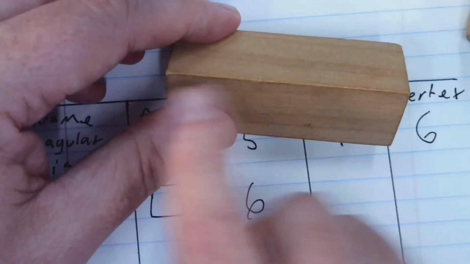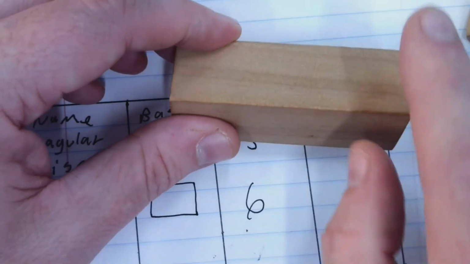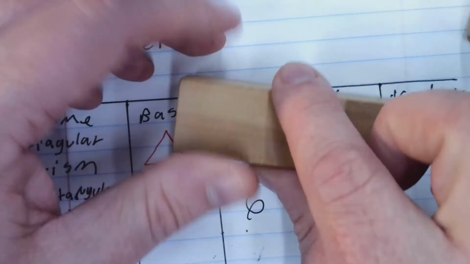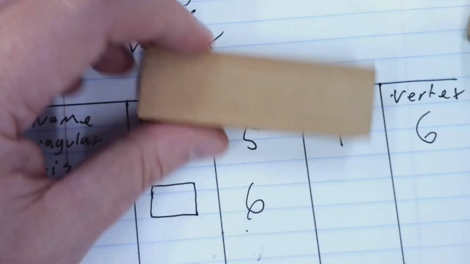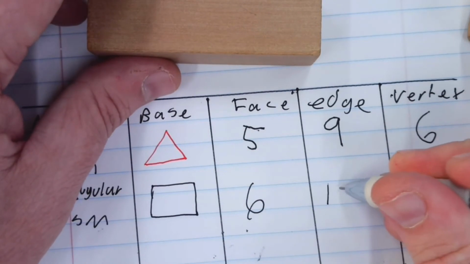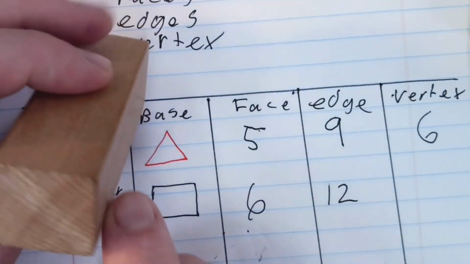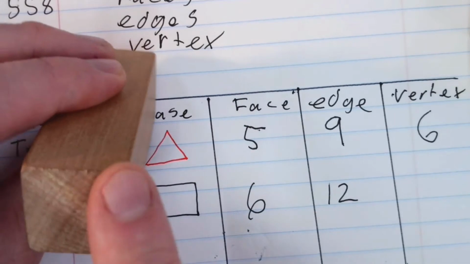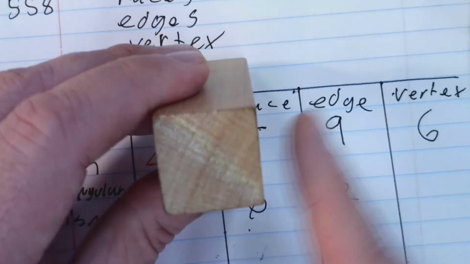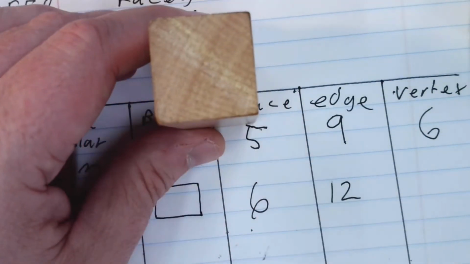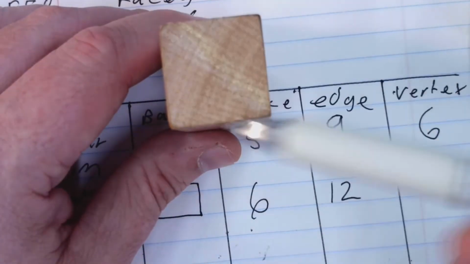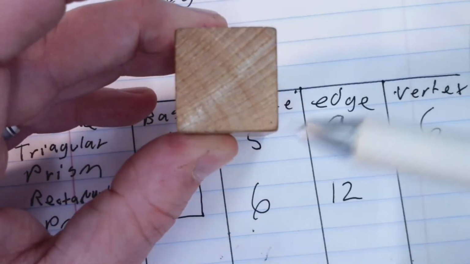And what connects it? 1, I'm sorry, I meant 8. So 9, 10, 11, and 12. 12 edges. And it kind of makes sense because at each corner you're going to have an edge, right? Speaking of corners, vertexes, 1, 2, 3, 4, 5, 6, 7, 8.